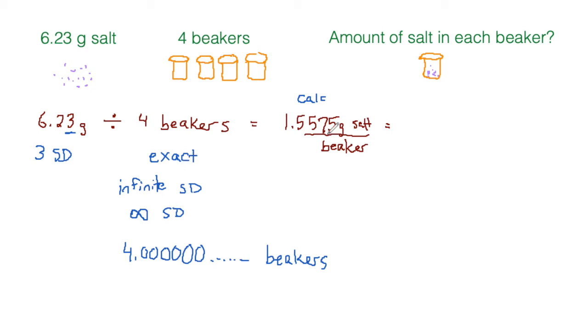So our answer should have the least or the fewest number of significant digits. So comparing 3 and infinity, 3 is a smaller number. So our answer should have 3 significant digits. We're going to round it down to this third significant digit here. And since the 7 is large, we're going to bump that up and we will say that we can get about 1.56 grams of salt in each beaker.